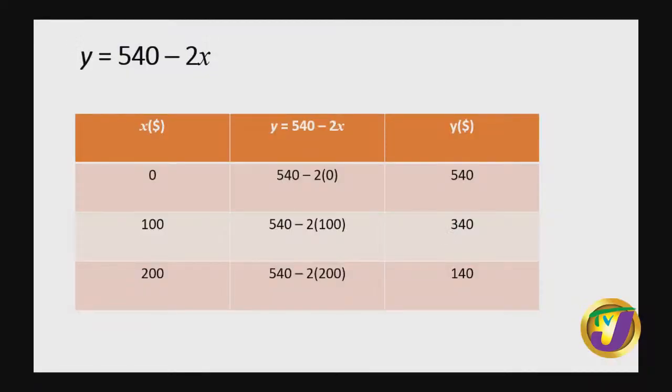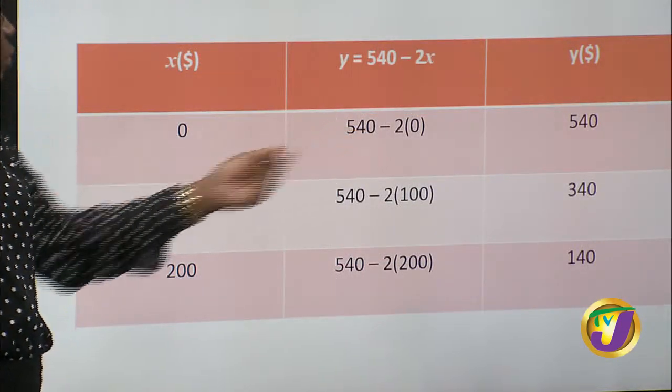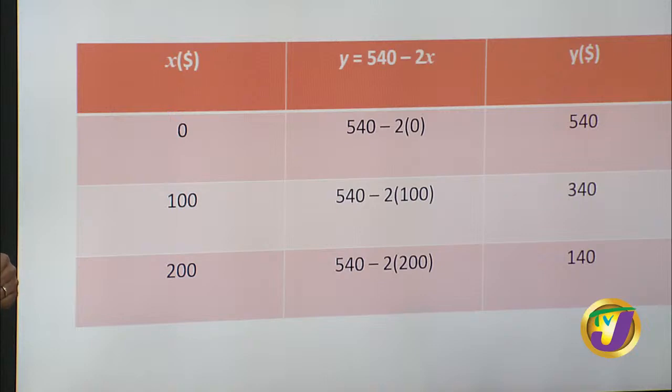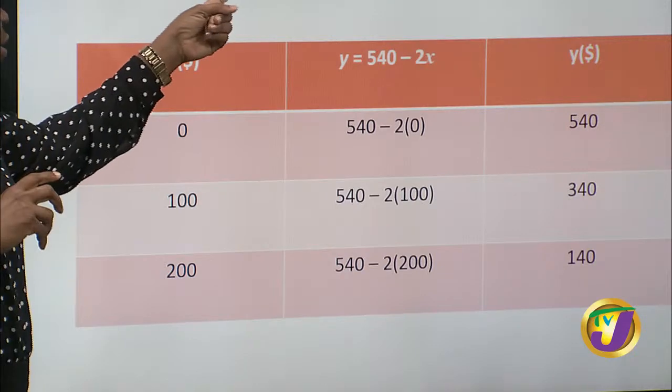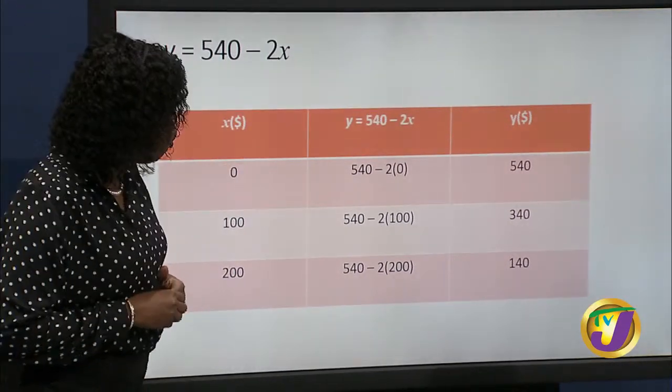So now we are looking for some Y values because we want to plot our graph. For X values, we have 0. When X is 0, if we substitute 0 in the equation Y equal 540 minus 2X, it would mean 540 minus 2 times 0, which would be 540. You're substituting that 0 into the equation wherever X is. And so we have 540 for our Y value there.